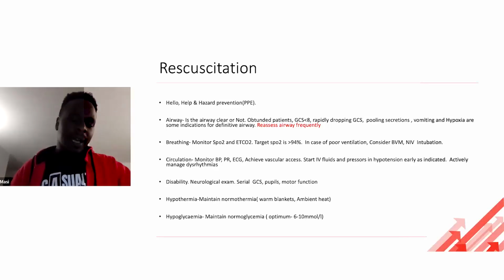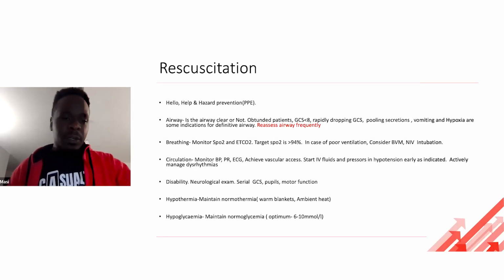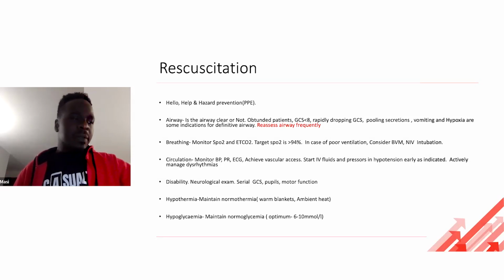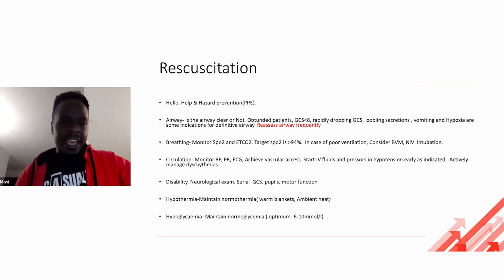Also hypoglycemia. Remember, when the patients come in, we just need to make sure that our glucose is at the normal level. And the optimum level is essentially between 6 and 10. It's important to note that with a glucose level of say 5, essentially you're teetering at the edge, and your margin of safety is quite low. So it's important to keep it around 6 to 10.